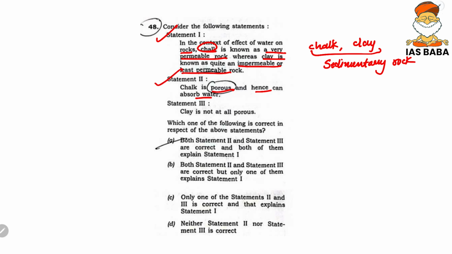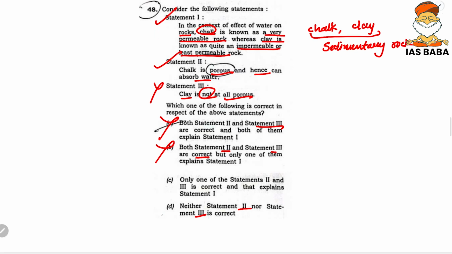This is true. Statement 3, clay is not at all porous. This is an extreme statement, so this is false. So statement 3 I have to eliminate. If you see option A, statement 3 is not correct, so this is gone. B says both statement 2 and 3 are correct. No, statement 3 is not correct. If I say D, neither statement 2 nor statement 3 is correct. No, here statement 2 is correct. Okay, C is the answer.